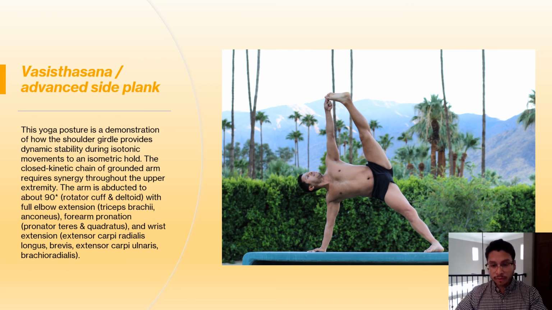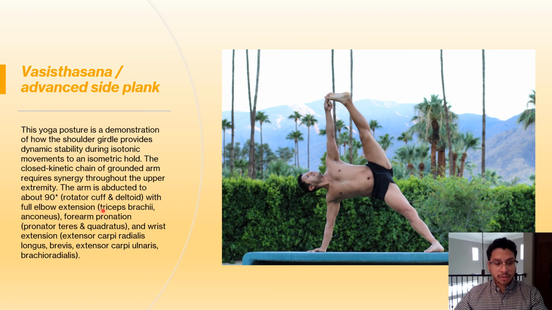So as we talked before, the supraspinatus muscle is an aggregate muscle, so it works best in a group. So all the muscles that act upon the shoulder joint from the inside of the joint to around the joint help to create synergy amongst the upper extremity. So in this posture, namely the grounded arm, the arm is abducted to about 90 degrees, and we see that the rotator cuff and the deltoid are pretty active in that position.